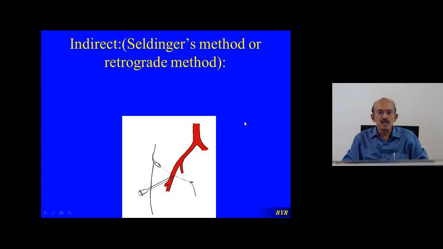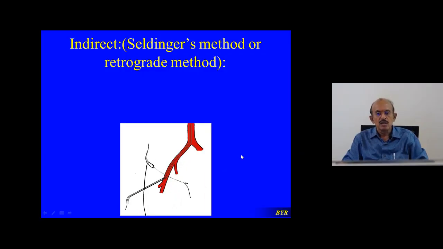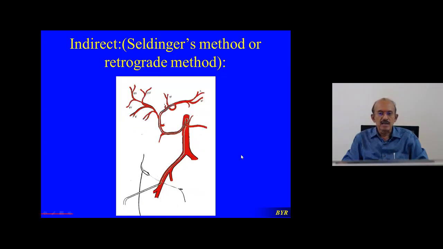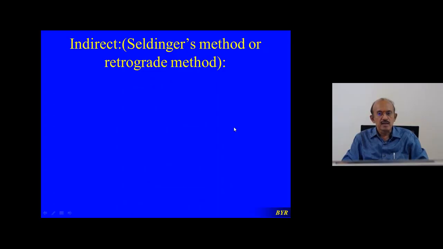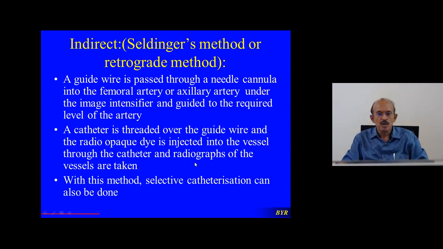The indirect method is called Seldinger's method. So already I told you, you pass a cannula, through the cannula you pass a guide wire, over the guide wire you pass an arterial catheter. The arterial catheter is advanced into the place where you require to do the technique and you inject the dye there and get the shadow. Of course, I already told you about this technique, that's why I'm not explaining it here.